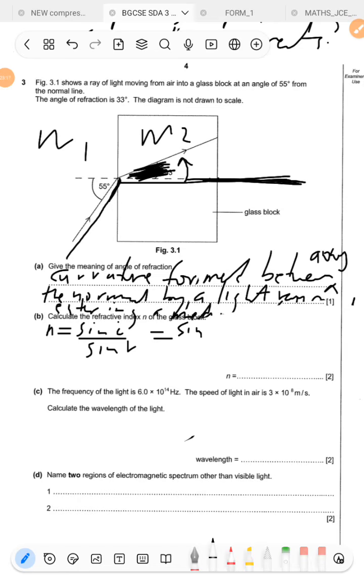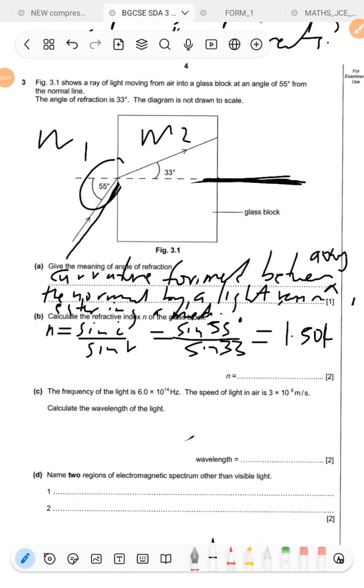What is our angle of incidence? Angle of incidence is this side, so 55 degrees over sine of the refracted angle, which is 33. Put the 33 there, and then you just punch that into the calculator. You get 1.504. This does not have units, so correct to 3 significant figures, 1.50. So that's our refractive index.